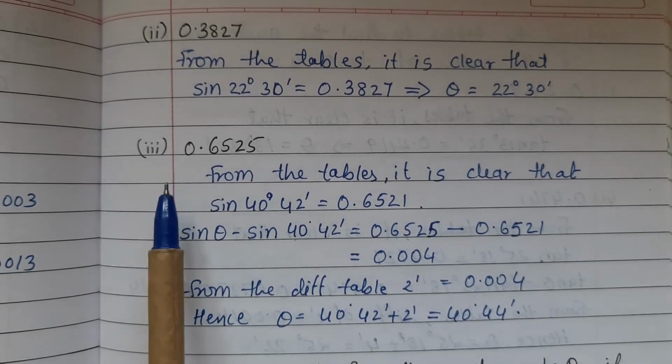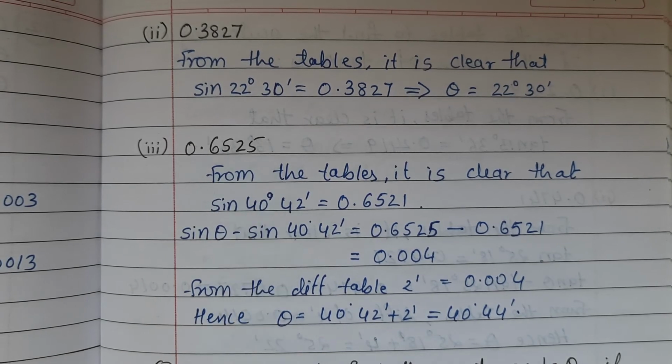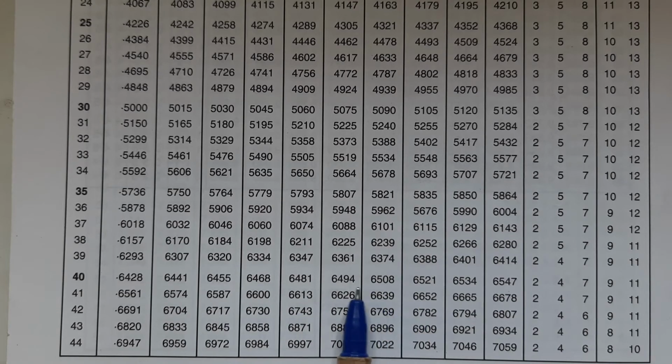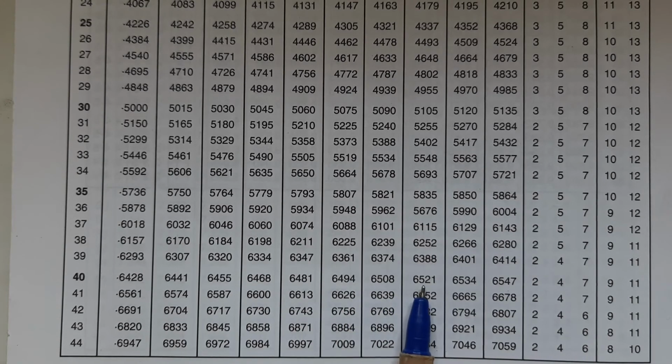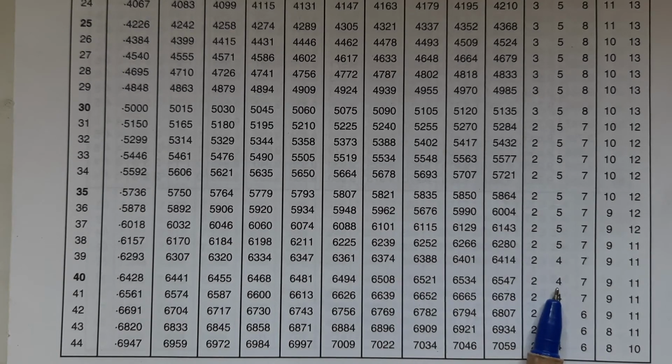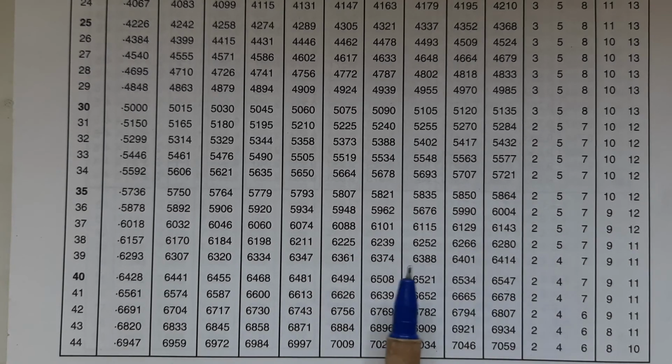Third part, 0.6525. From the table it is clear that 0.6521 is here, and the difference is 4. This is 40 degree and 42 minutes, and difference 4 means 2 minutes you add, so 40 degree 44 minutes.